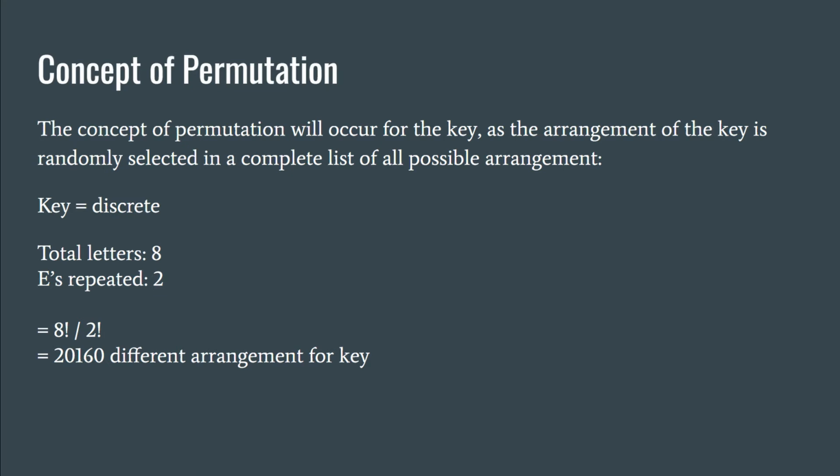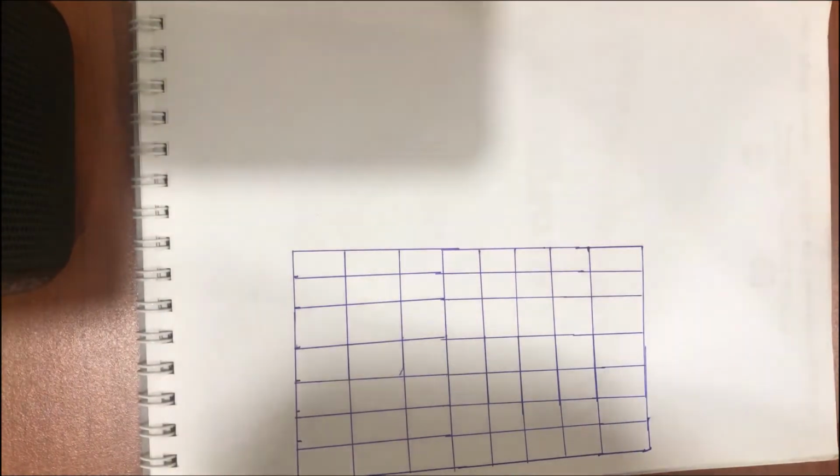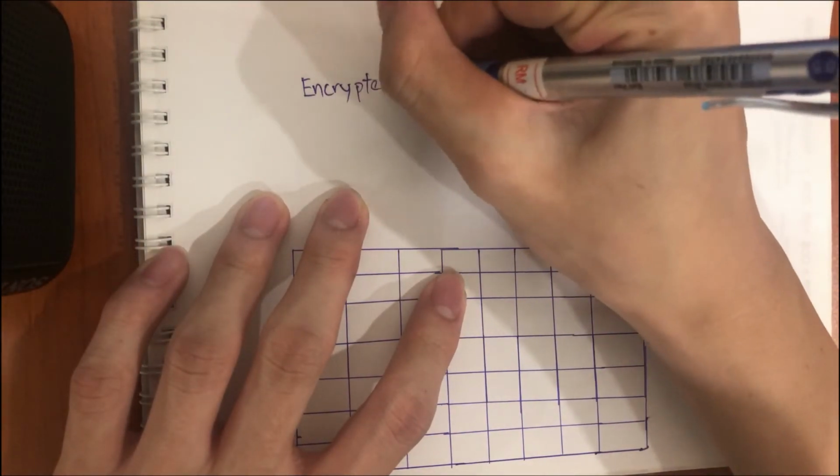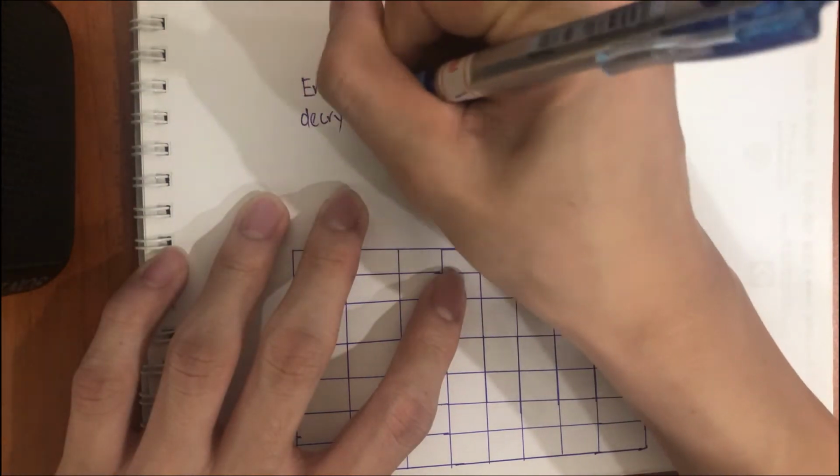The concept of permutation will occur for the key, as the arrangement of the key is randomly selected from a complete list of all possible arrangements. In this case, the key is "discrete," and in discrete there are a total of 8 letters and 2 repeating letters, which is the letter E. So to find the different arrangements for this key, we take 8 factorial and divide it by 2 factorial, and we get 20,160 different arrangements for the key. From the 20,160 ways to arrange the key, the program will randomly select an arrangement.